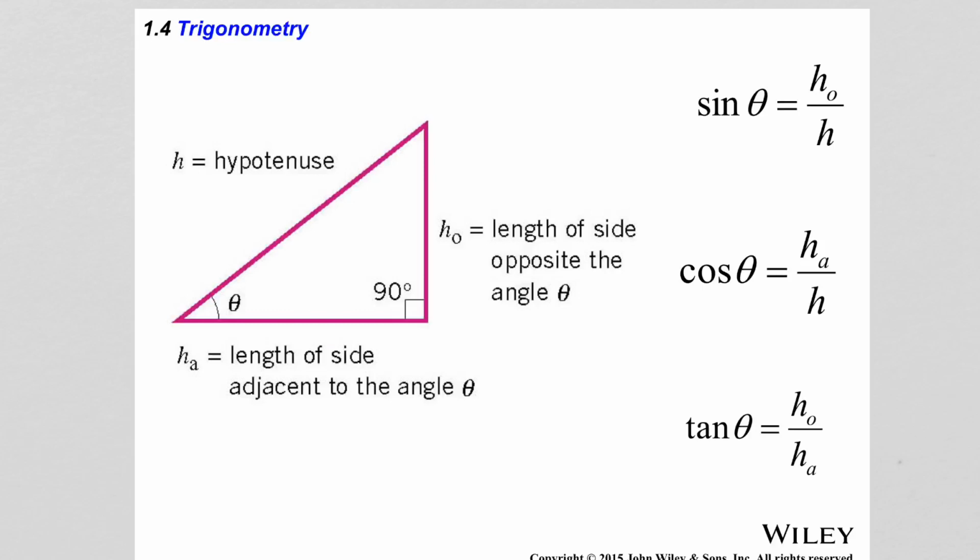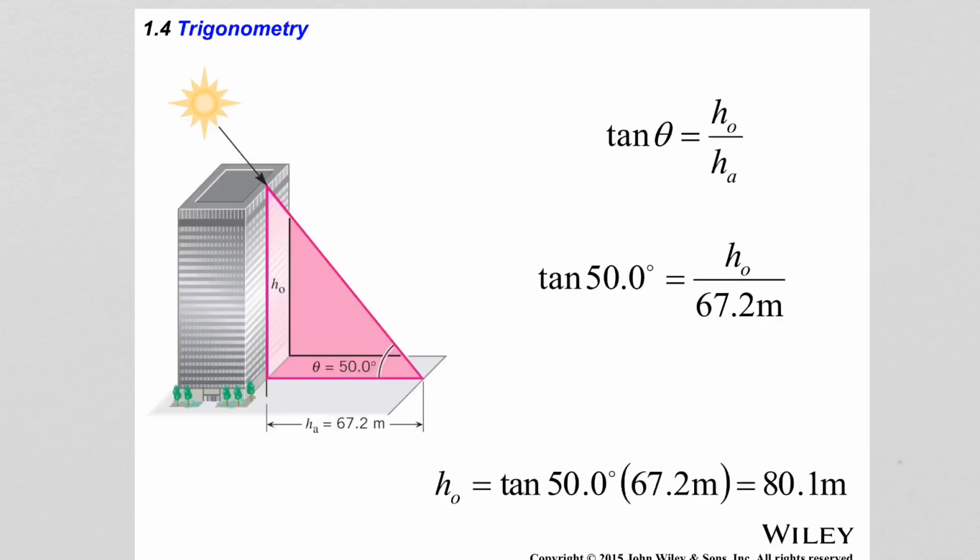So if I take the ratio of the opposite side to hypotenuse, that is defined as the sine of this angle theta. The ratio of the adjacent side to the hypotenuse is known as cosine of theta. And then the ratio of the opposite side to the adjacent side is known as tangent of theta. So these are just definitions. So here's an example application of the ideas of trigonometry for a right triangle. So I have a tall building with a known height, h0.